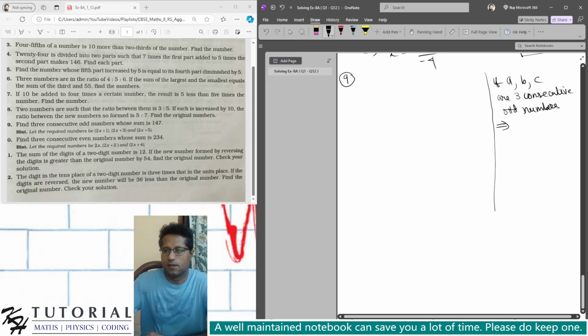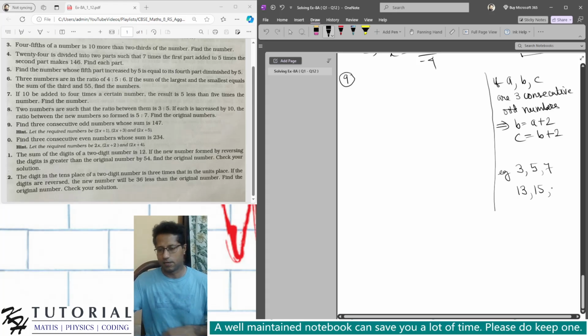then B will be equal to A plus 2 and C will be equal to B plus 2. Because if you take any odd number, say 3, its next odd number is 5 and the next odd number of 5 is 7. For example, if you consider 13, its next odd number will be 15, which is 2 more than 13, and then the next odd number after 15 will be 17, which is 2 more than 15.